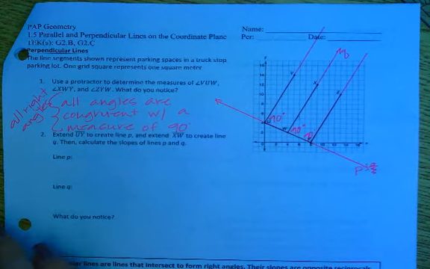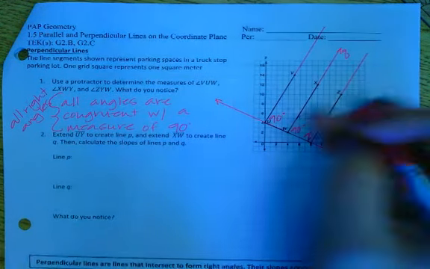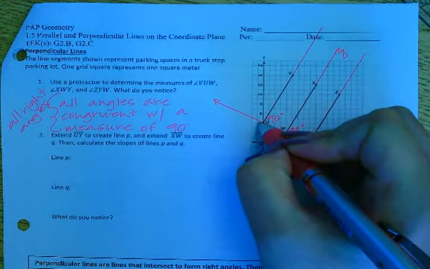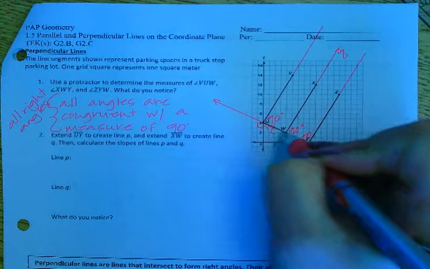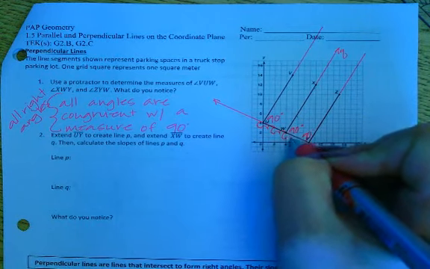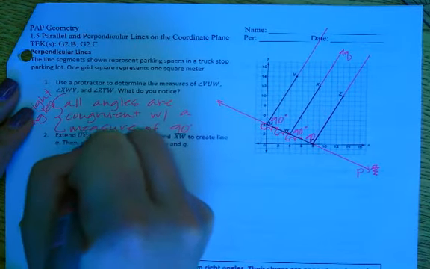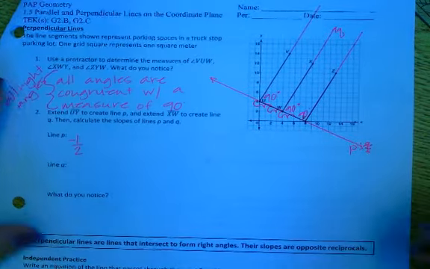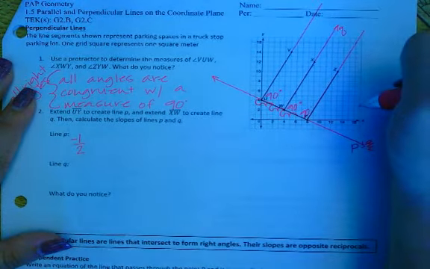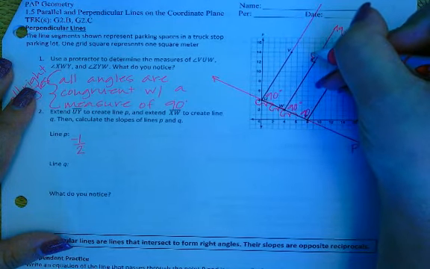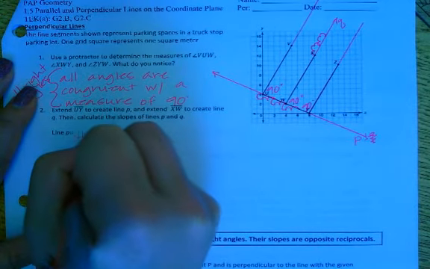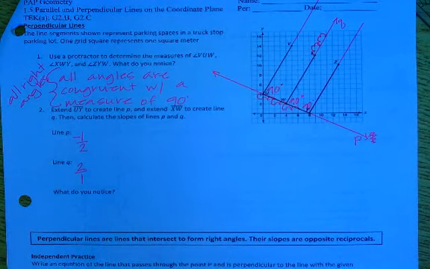Does line P have a positive or negative slope? Negative, and what is it? Negative 1/2. So you're going down 1 over 2 every single time. Down 1 over 2. Down 1 over 2. So negative 1/2. Line Q, positive or negative? Positive, and what is my slope? 2 over 1. So I'm going up 2 over 1. Okay, what do you notice about the slopes of line P and line Q? Opposite reciprocals.